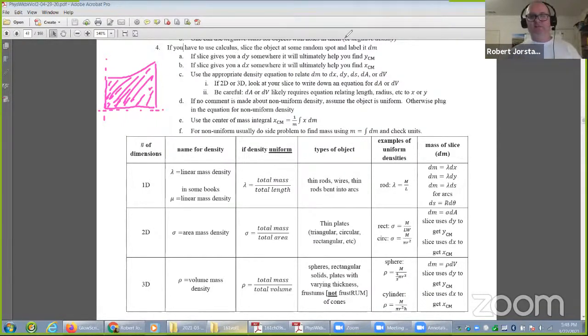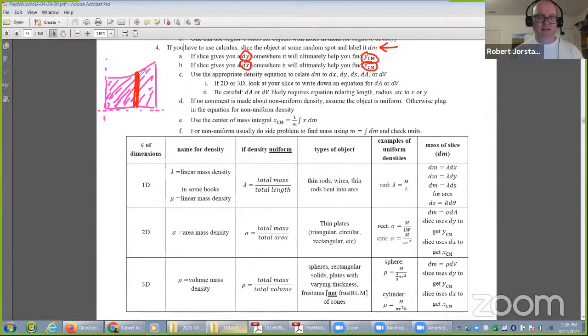In that case, we're going to pick somewhere and slice this object. We have to do 1D calculus because that's what we know in this class. That's the prereq, 1D calculus. If I want to get the Y center of mass, I need to slice it thin in the Y direction. If I want to get the X center of mass, I want to slice it thin in the X direction. So let's just say I want to slice this thing up really thin in the X direction here.